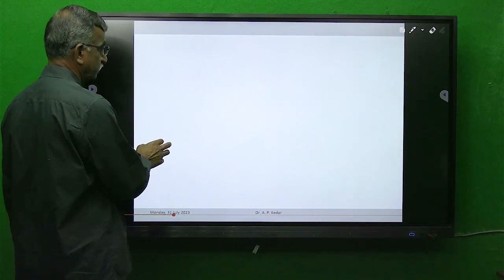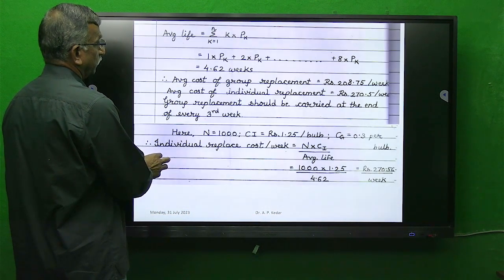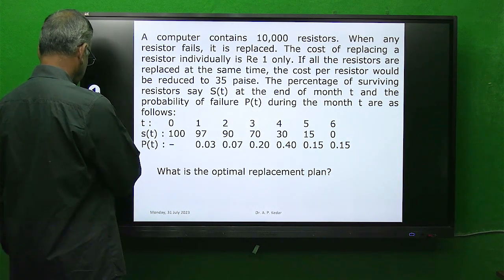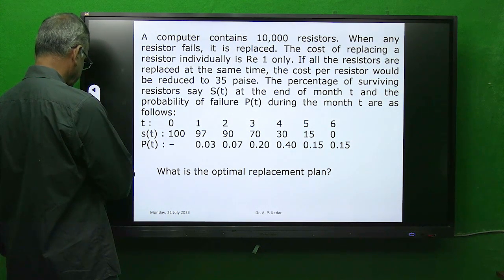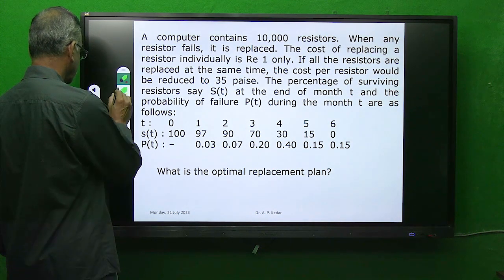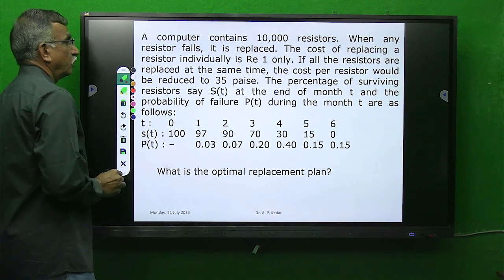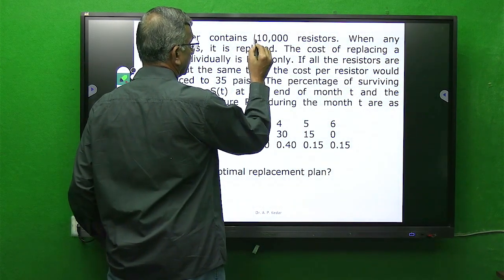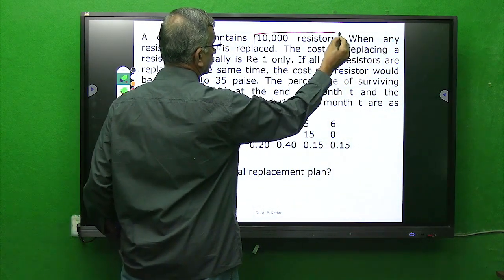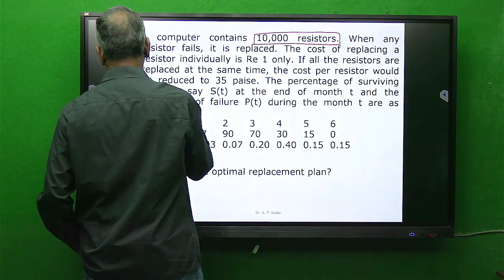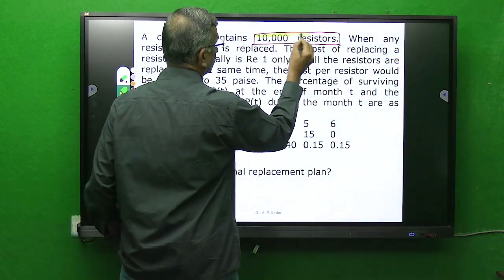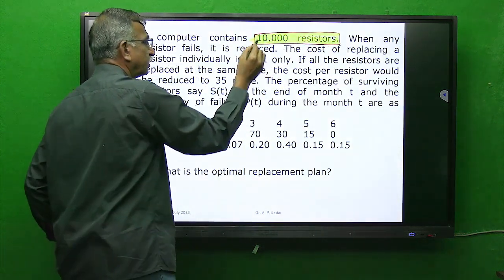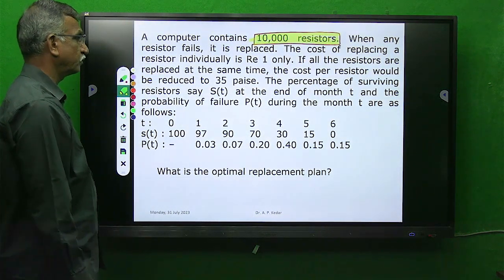We'll read the problem first. Now see the problem. I will explain the problem first. A computer contains 10,000 registers. I will highlight, a computer contains 10,000 registers. Then we will write what is the parameter and which is what.